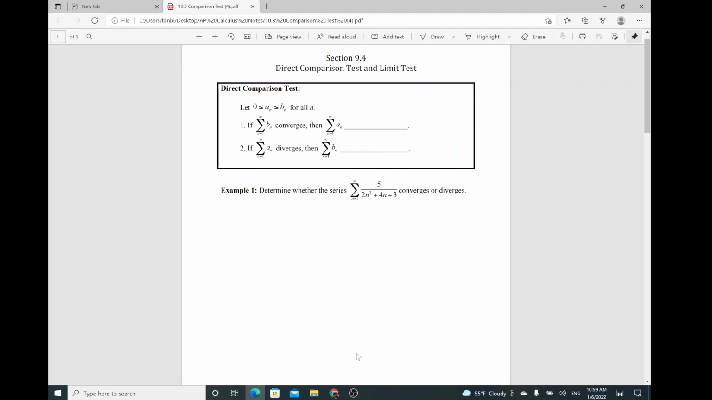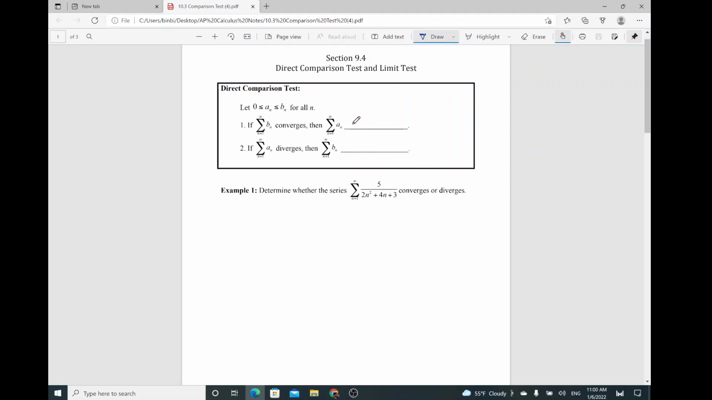So, direct comparison test. Let 0 be less than or equal to a sub n, and a sub n is less than or equal to b sub n for all the values of n. Normally n is a natural number, like 1, 2, 3, 4, 5, all the way to infinity. So if sigma of b sub n from n equals 1 to infinity converges, then sigma of a sub n from n equals 1 to infinity also converges.